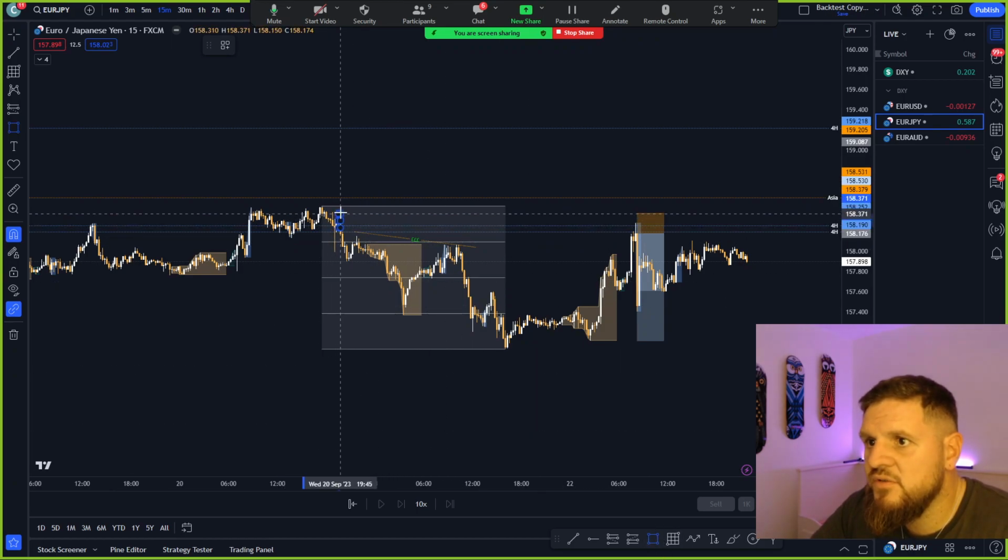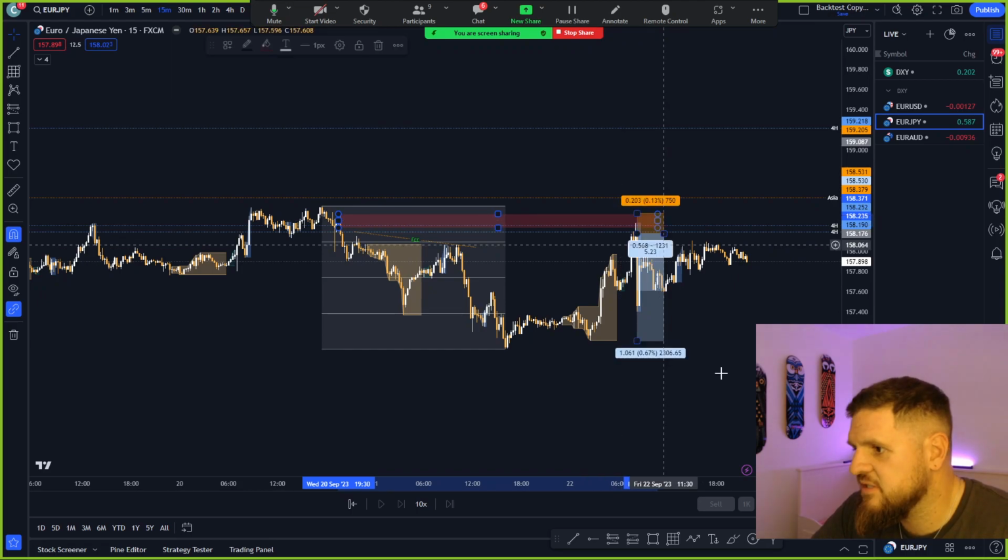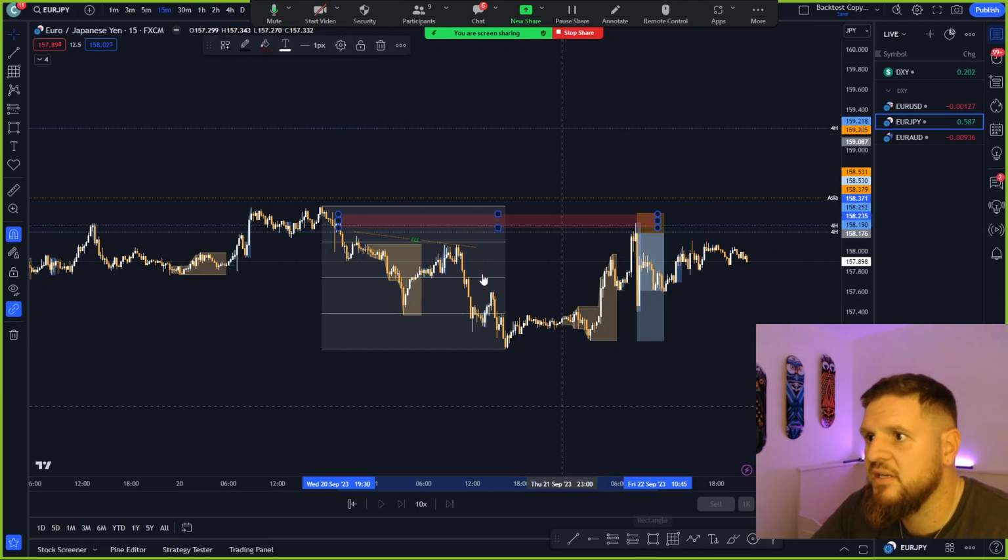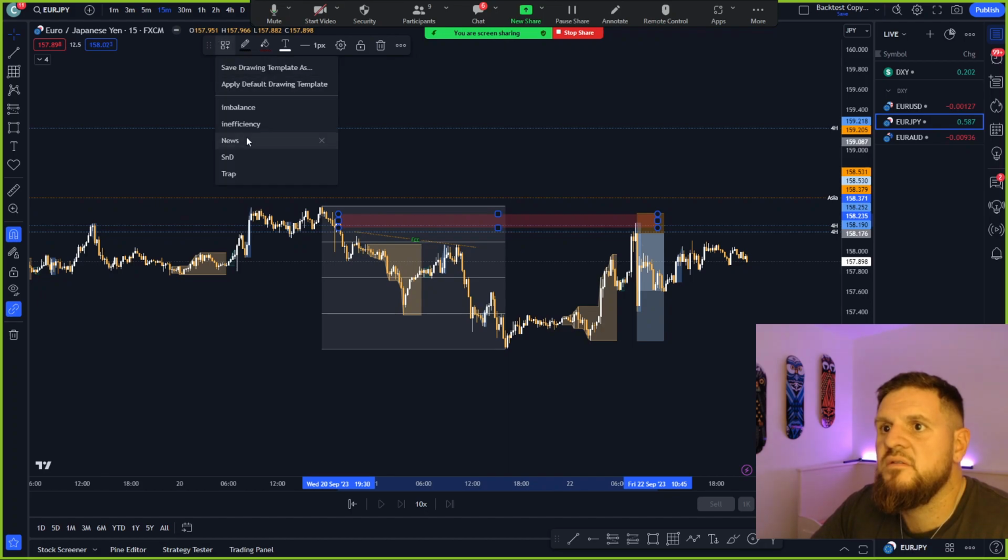Do any of you guys find on TradingView when you're trying to click your buttons, it doesn't click? Like you try and click rectangle and it doesn't click. Do any of you get that? Or is it just me? It does it all the time.